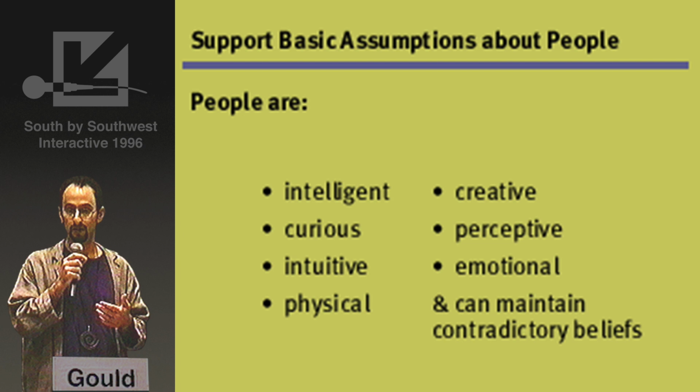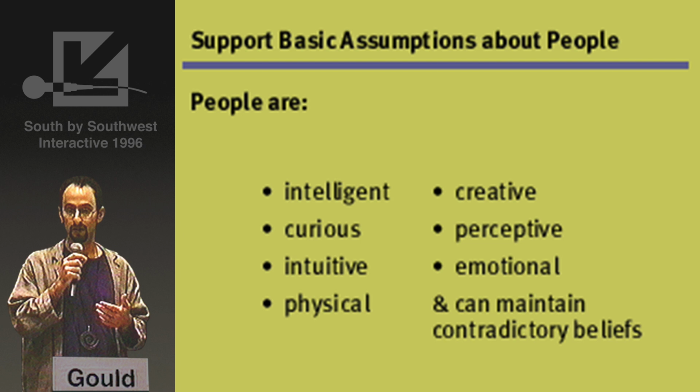Assume that people are curious. Assume that they're intuitive, physical. Everybody has a body. Remember that when you make your product. Everyone is creative, perceptive, emotional, and everyone can maintain contradictory beliefs. You may want to argue with some of these things. People have differing levels of all of these. But what I'm going to suggest is pretend. Just pretend that everybody has these qualities, and it's going to change the nature of your product. It's going to bring the level up.